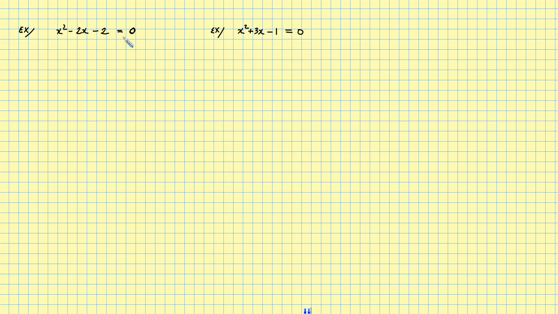So the first step that I take in completing the square is I take all the x's and keep them on one side of the equation, and I bring the negative 2 over to the other side.